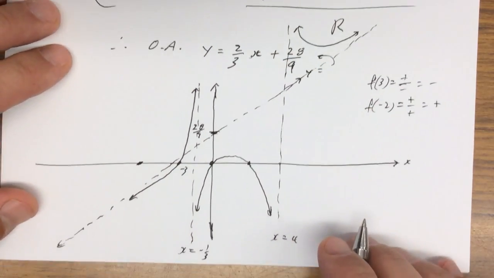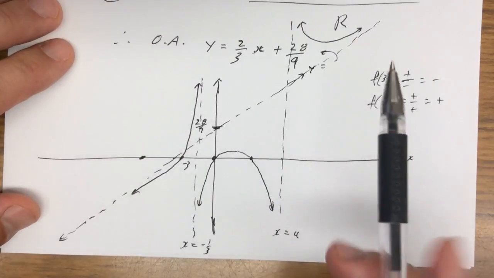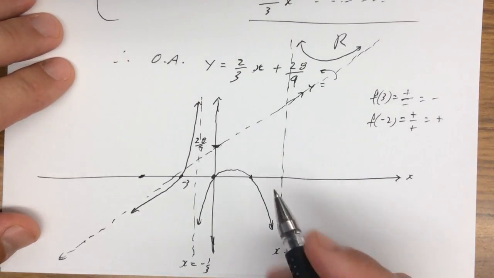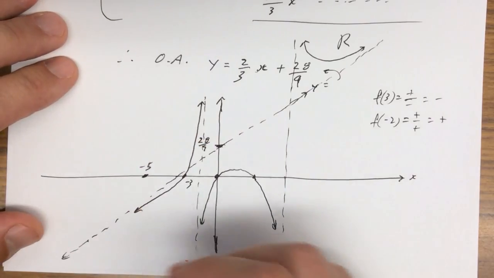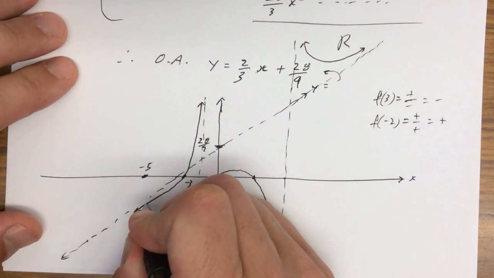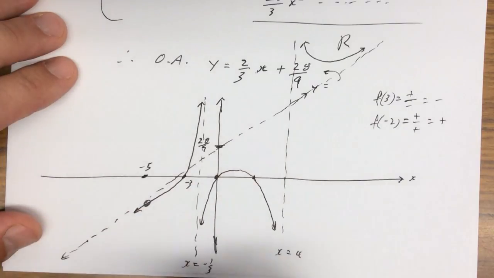And that's what that function would look like, except we've got one little problem here, and that is x cannot be negative 5. So let's say negative 5 is here, and then over here, instead of being solid, we'd have a hole. Okay, so there'd be a hole in the graph right there. And that's it for oblique asymptotes.